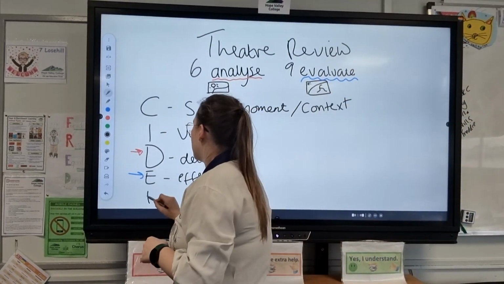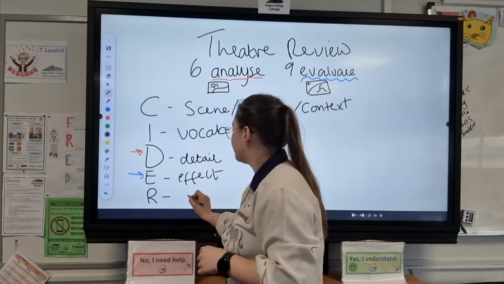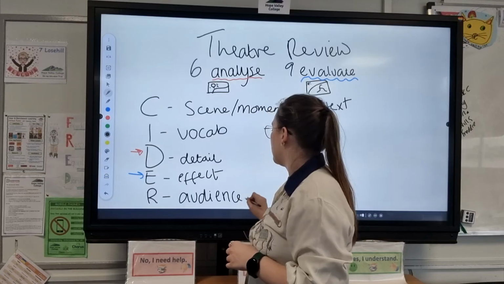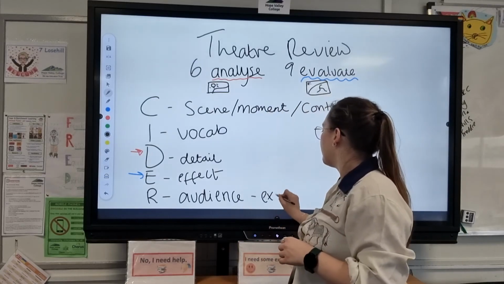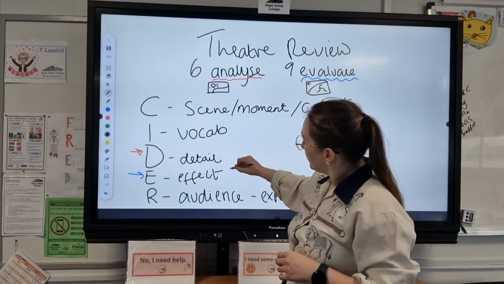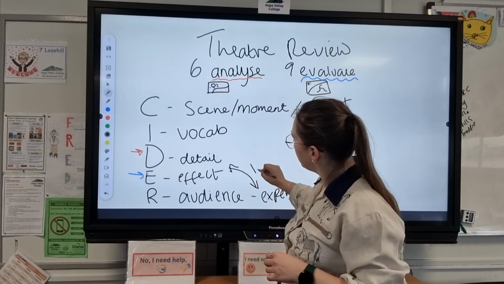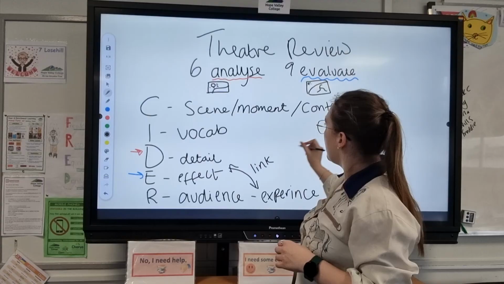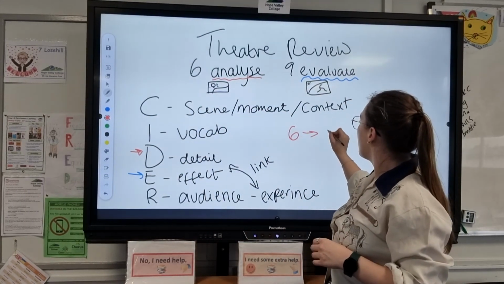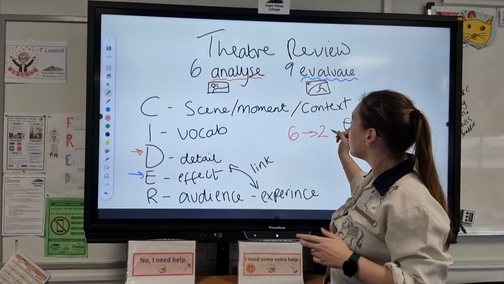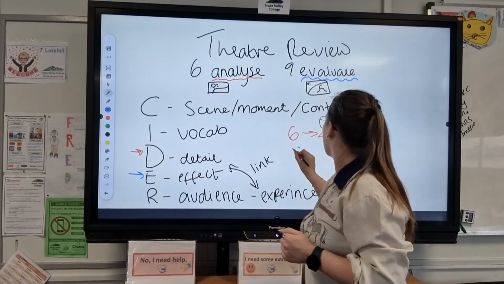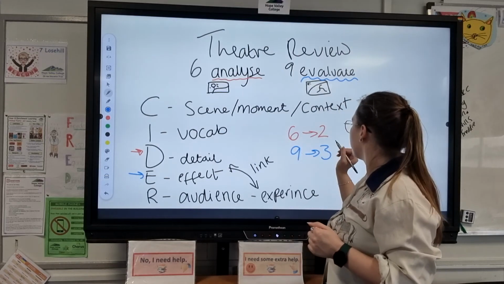And that kind of brings us to the R. Now, you have to make sure you use the word audience here, because the experience is what the review is about. So these two link together. Now, for your 6 marker for analysis, you want 2 paragraphs. For your 9 marker, you want 3.